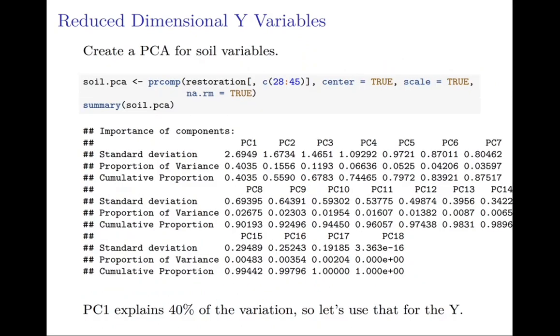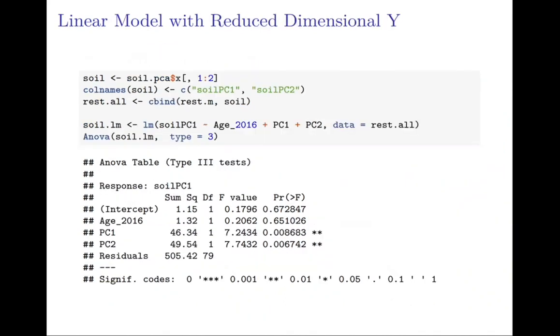And so again, we can reduce our dimension for our soil variables using PCA as before. And when you look at the summary, here are the 18 PCs for the soil variables. And you can see that PC1 explains 40% of the variation, so we're going to use that one for our Y. So we'll be representing our Y matrix with that single PC axis.